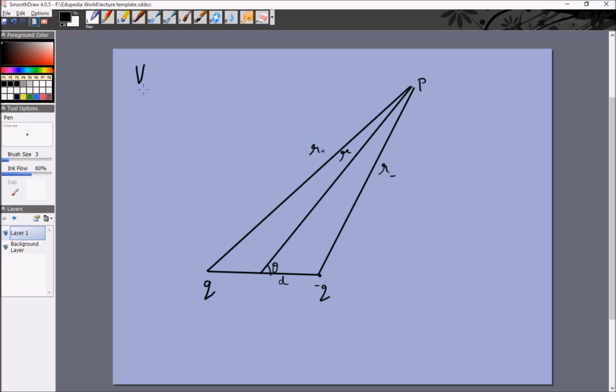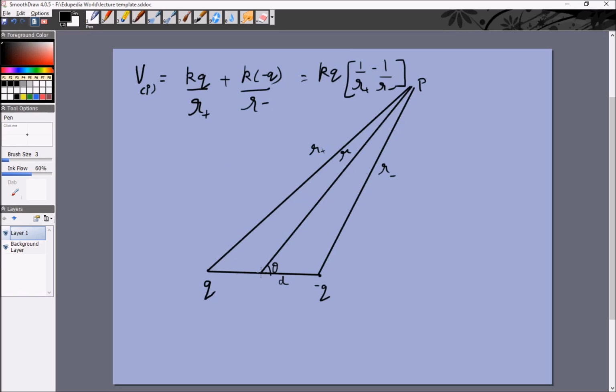So the net potential at P will be the potential due to the first one plus the potential due to the second one. This comes from the superposition principle. If the forces are the superposition of individual forces, fields are the superposition of individual fields, and because of that, potentials are the superposition of individual potentials. So the first one will give us kQ by r plus, the second one will give us k times minus Q by r minus, which can be written as kQ times (1 by r plus minus 1 by r minus). Now the whole game is to write r plus and r minus in terms of r and d, right?